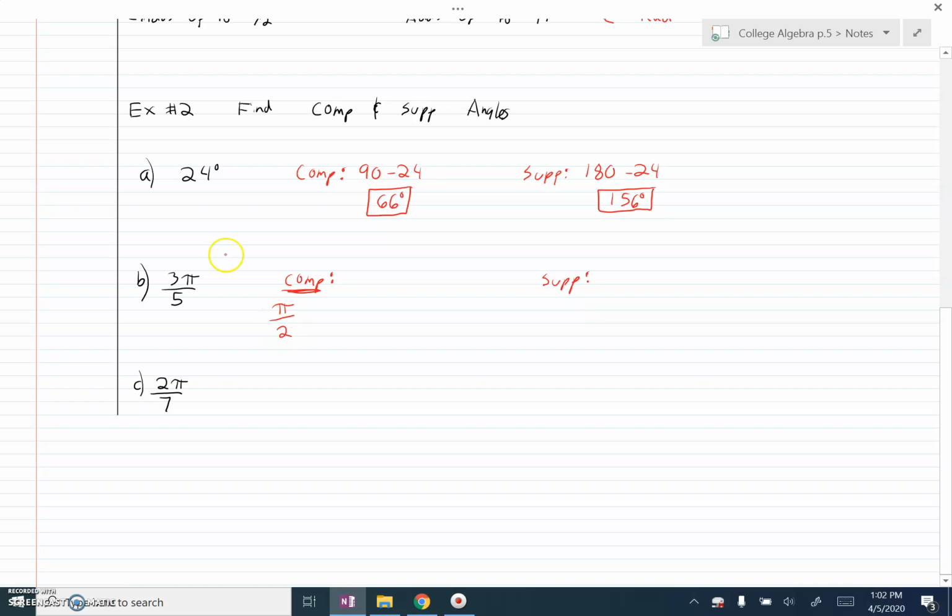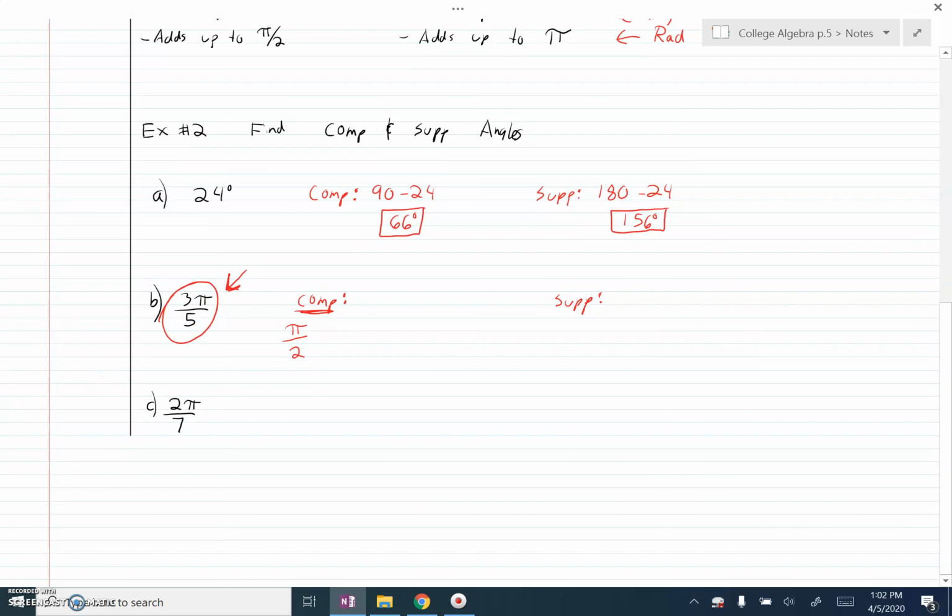Right? So I'm saying, what do you add to this to add up to pi over 2? And again, pi over 2 is a half pi, or 0.5 pi. The reason this question is kind of a trick question is if you look at this right here, it's already more than pi over 2.